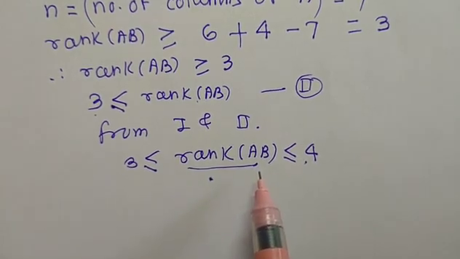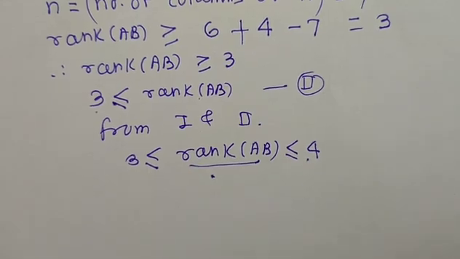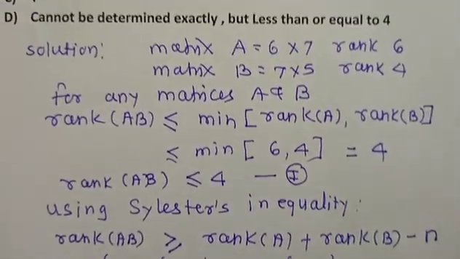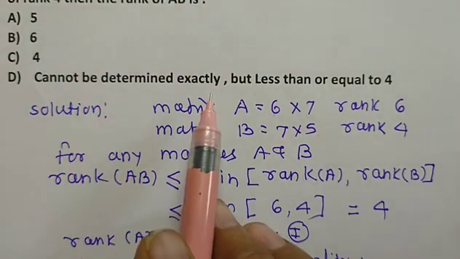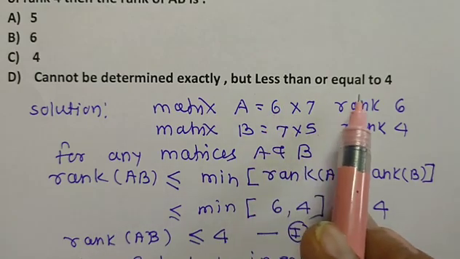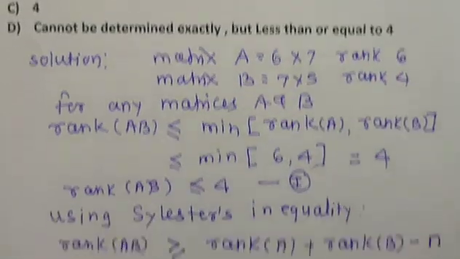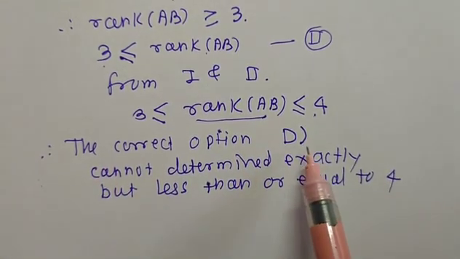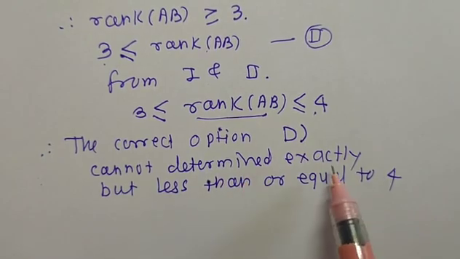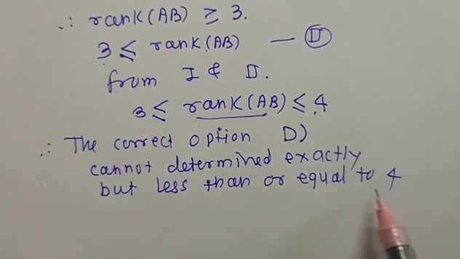Okay. So this means the correct option is option D. Cannot be determined exactly, but less than or equal to 4. This is correct. So the correct option is D. Cannot determine exactly, but less than or equal to 4.